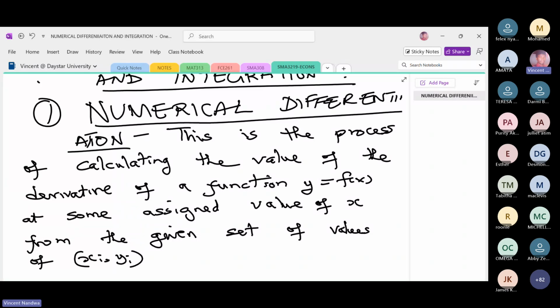And it's very applicable when the function we are dealing with is very complicated to differentiate by the analytic methods we learned in calculus, or the function is not given explicitly, only the values of the function at x and y are specified. In such cases, the process of numerical differentiation will be useful to allow you compute the derivative.